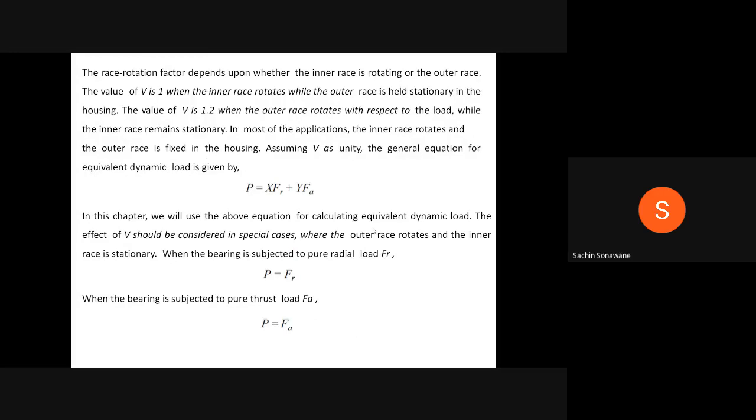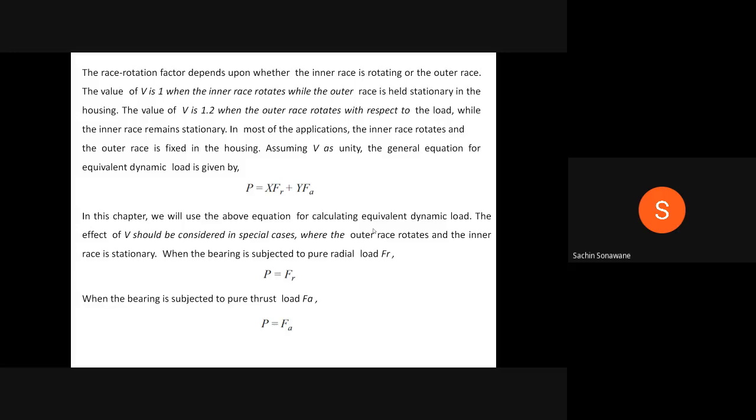The race rotation factor depends upon whether the inner race is rotating or the outer race. The value of V is 1 when the inner race rotates while the outer race is held stationary in the housing. The value of V is 1.2 when the outer race rotates with respect to the load while the inner race remains stationary. In most of the applications, the inner race rotates and the outer race is fixed in the housing.